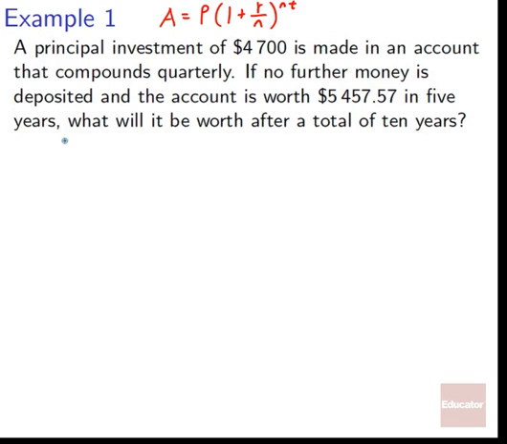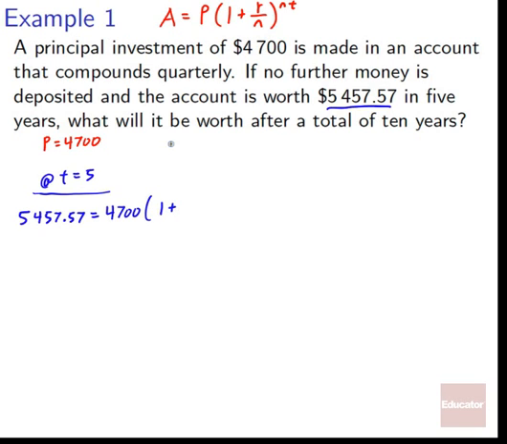So our principal investment here is P equals 4,700, and we know that at time 5, so at t equals 5, we've got $5,457.57. So $5,457.57 is equal to what was our principal amount, $4,700, times 1 plus what's our rate?